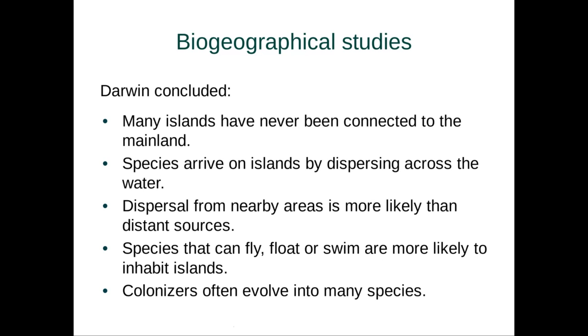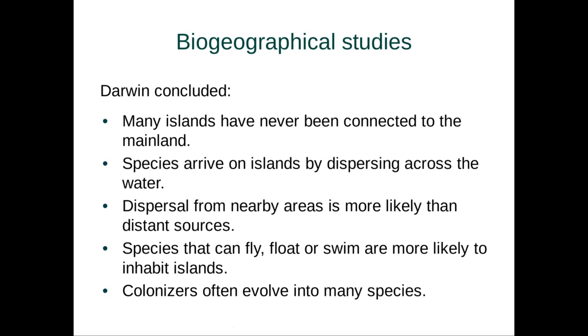Now, many islands have never been connected to the mainland, and that would be if there's completely unique species living there. The species that live on islands arrive by dispersing across the water. So they fly there, they get carried there by a storm, or they get carried there by a piece of wood or something like that. And essentially, the dispersal from nearby sources, i.e. a continent, is more likely than something from very far away.